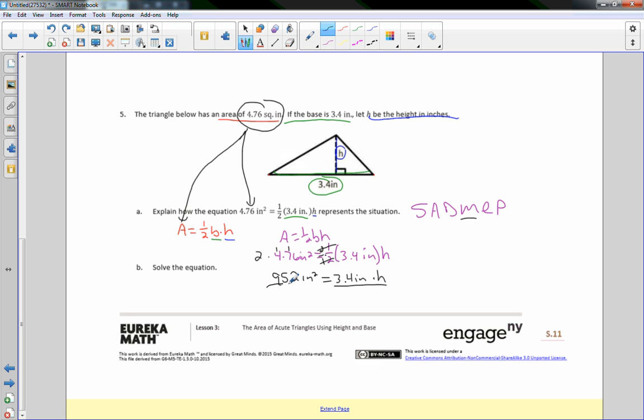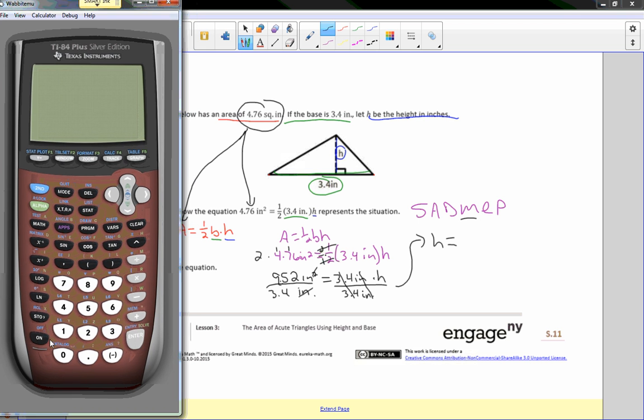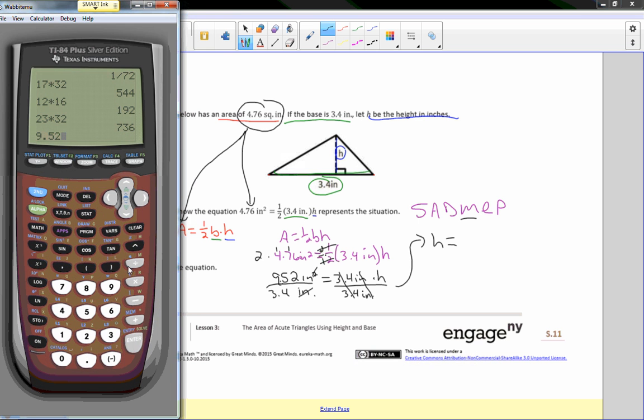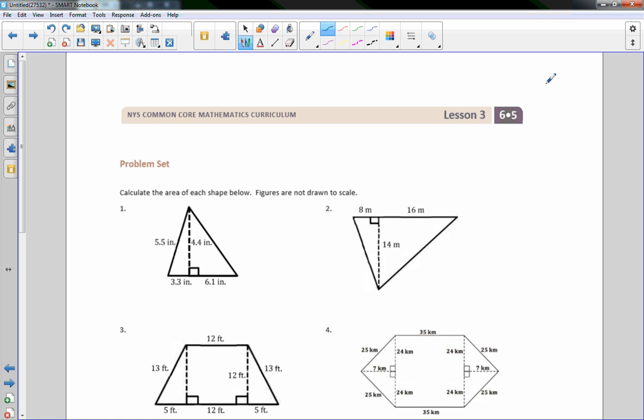The multiplication is the operation. Division is the inverse. So I'm going to divide both sides by 3.4 inches. So the 3.4 cancels. The inches cancel, and I'm left with h. And there's an inches squared here divided by an inches there. So that's inches times inches over inches. One cancels, leaving inches. And it's going to be 9.52 divided by 3.4. 9.52 divided by 3.4 equals 2.8 inches. And that is the height. That is the end of lesson 3. Go to your problem set.